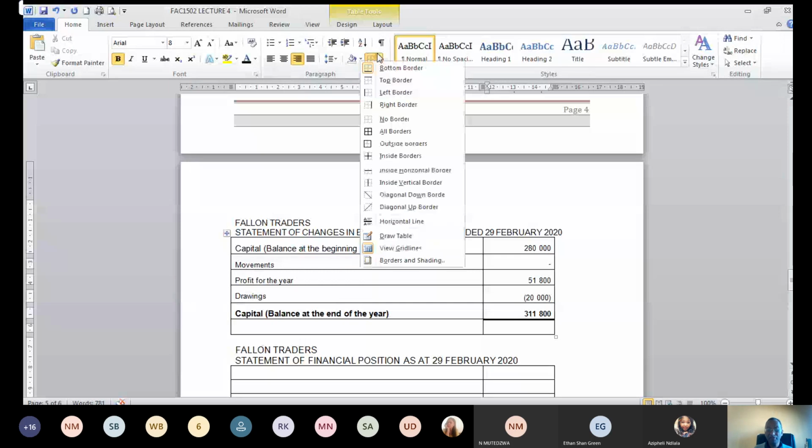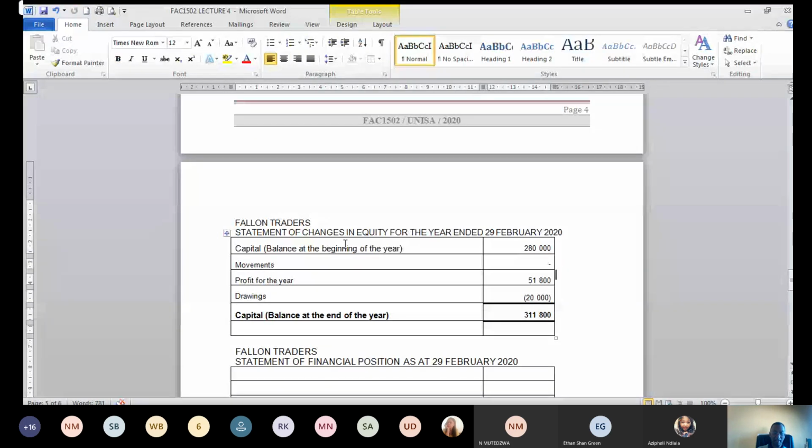So in your statement of changes in equity, you must just indicate what has happened to your capital. The capital balance at the beginning of the year was 280,000 rand. The movements there, in this case, there are no movements. The profit for the year, 51,800, minus the drawings of 20,000. The profit for the year has been calculated in your statement of profit and loss and other comprehensive income, and that will give you a balance of capital at the end of the financial year.